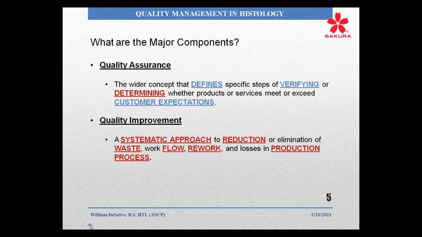to moving it to higher quality. And then quality improvement, which is very, very important in a quality management system in histology, is the systematic approach. And again, the systematic approach is you have to make sure that everything is interrelated and how it interconnects before you can really understand how to fix things.